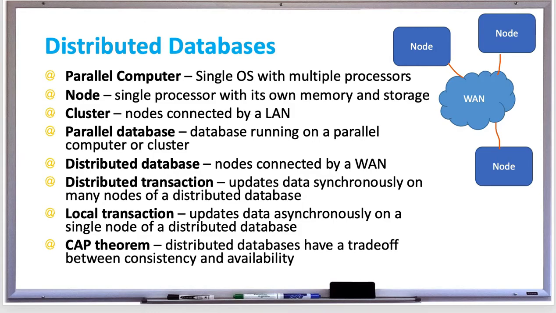Choosing between local or distributed transactions depends on your database performance or consistency requirements. For example, you should use distributed transactions for important data like financial records, or use local transactions if you want to count the number of likes that you got on an image that you posted.